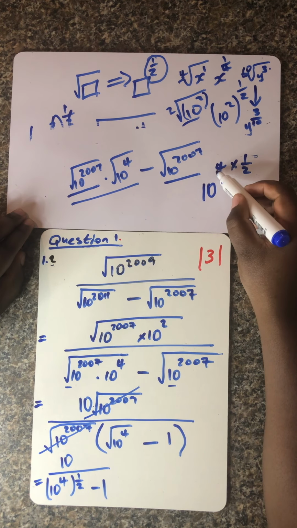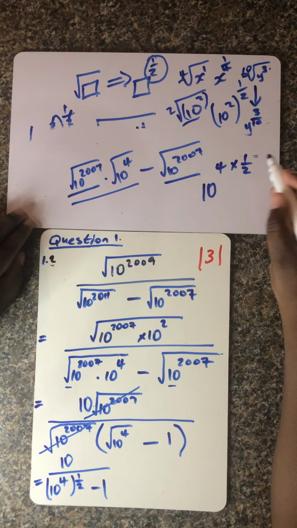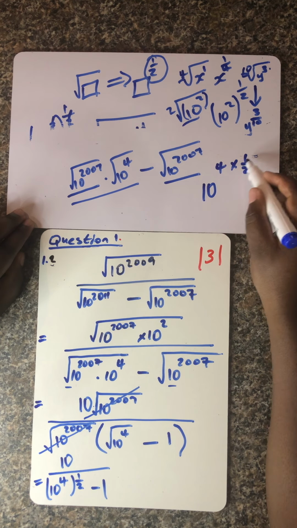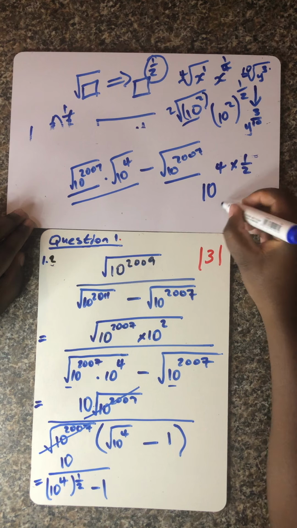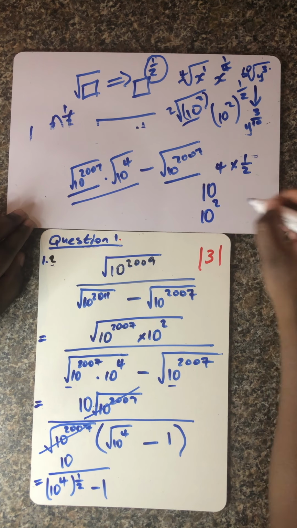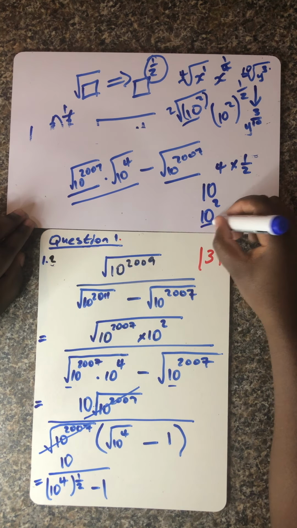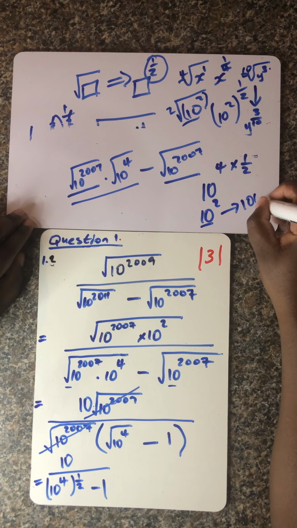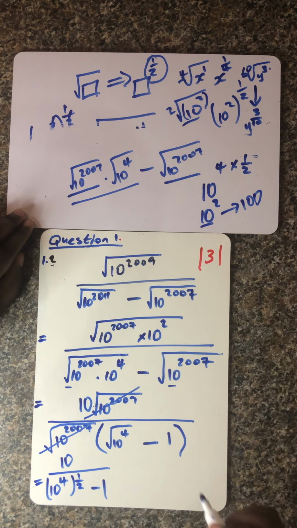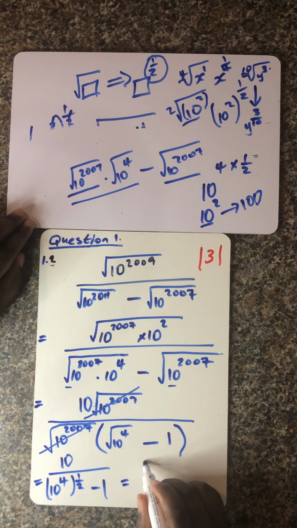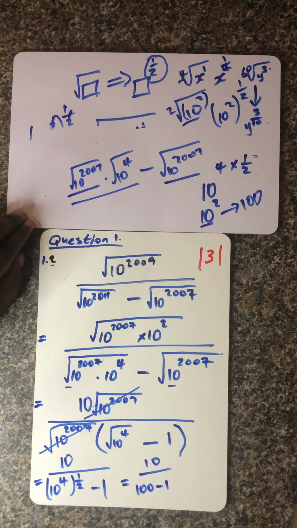So it's more like we have 10 to the exponent 4 multiplied by 1 over 2. Okay, so what is half of 4? If you punch on a calculator 4 times half, it gives you 2. So that means we have 10 squared. What is 10 squared, ladies and gentlemen? I think it's 100. Okay, so that means, guys, we have 10 over 100 minus 1.